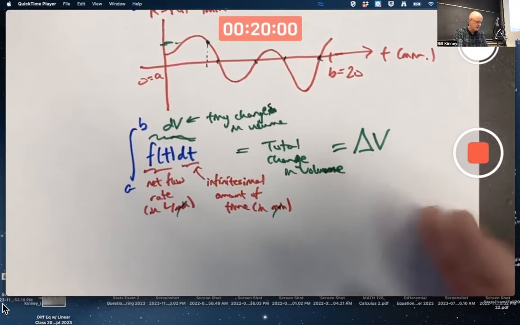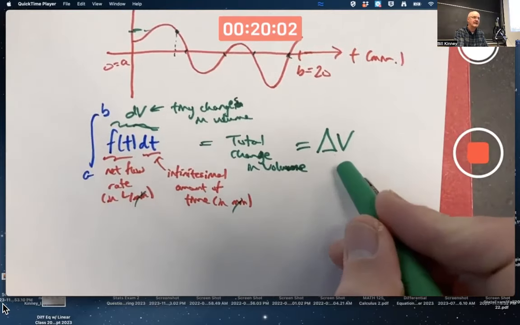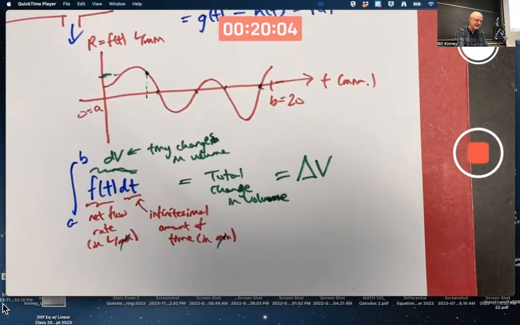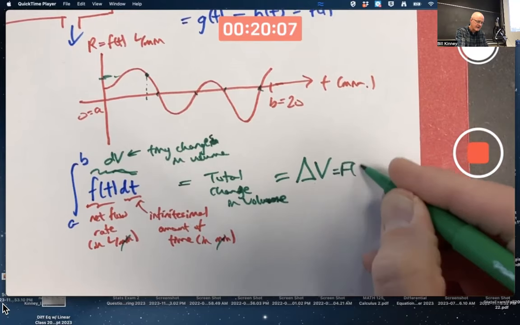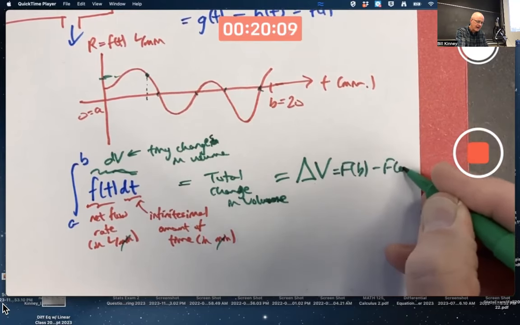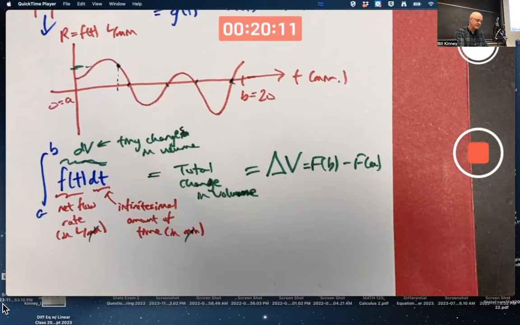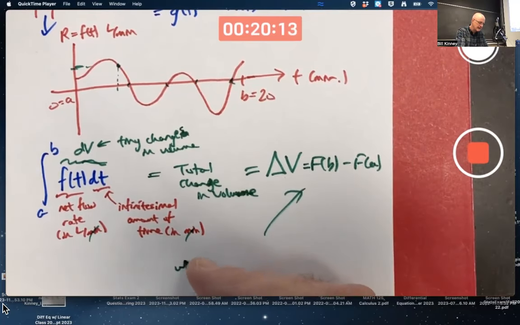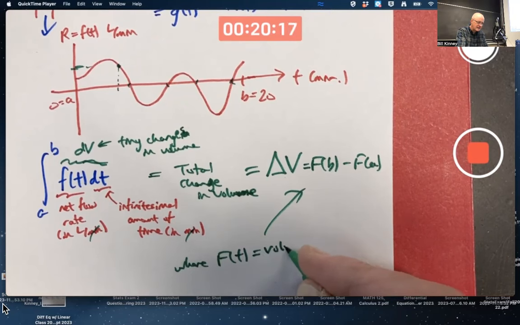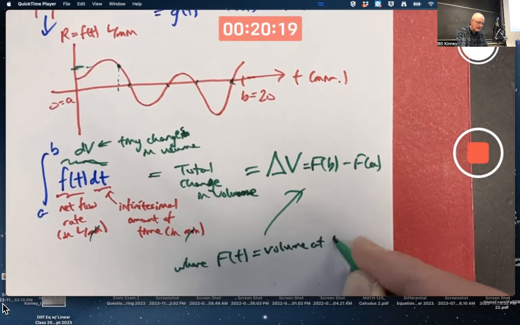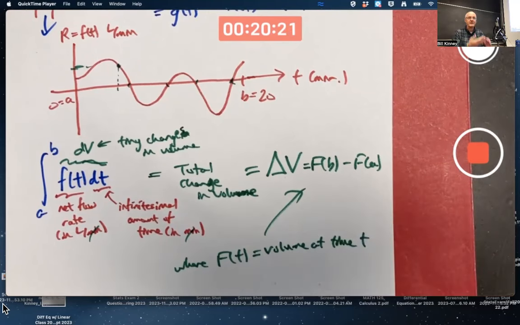Well, wait a minute, where's the capital F? Well, it's hidden in this. This is capital F of b minus capital F of a, where capital F of t is the volume at time t for the tank. If there's water in the tank to begin with, at the start at t equals 0, then F of 0 is positive.